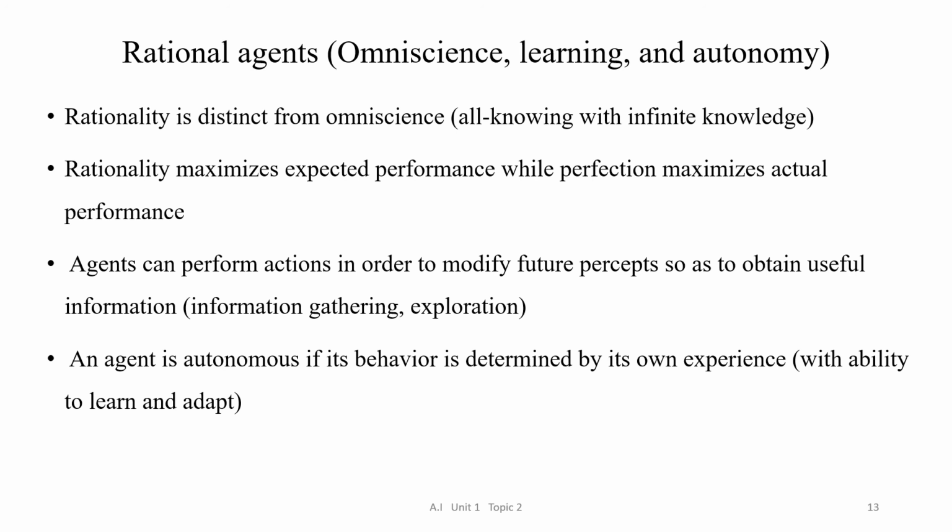Agents can perform actions in order to modify the future percepts of the agent, so as to obtain useful information through information gathering and data exploration. An agent is autonomous if its behavior is determined by its own experience, that means with the ability to learn and adapt to changes.